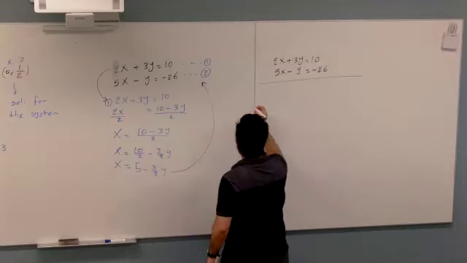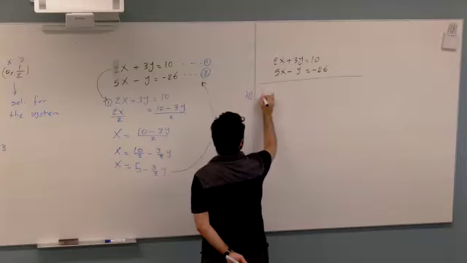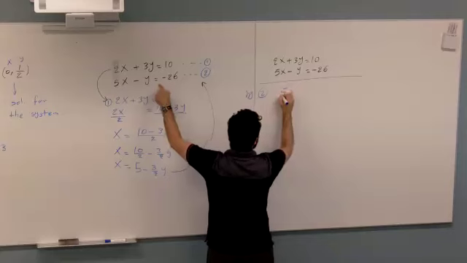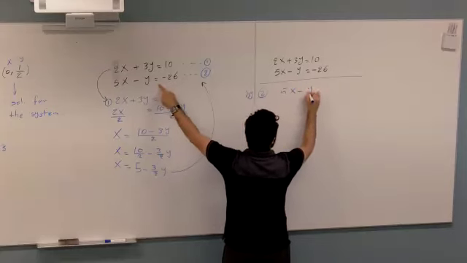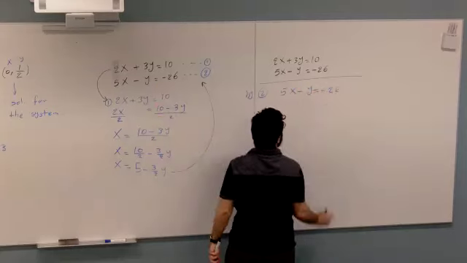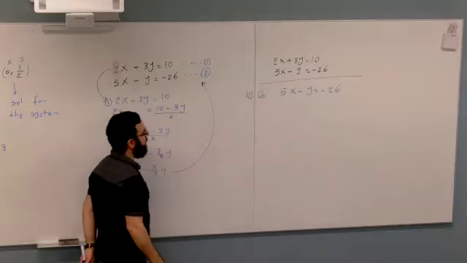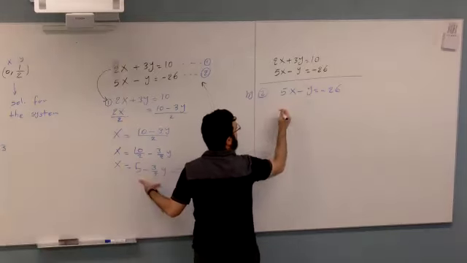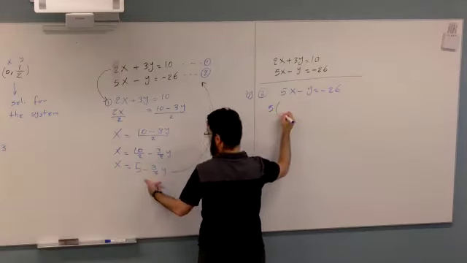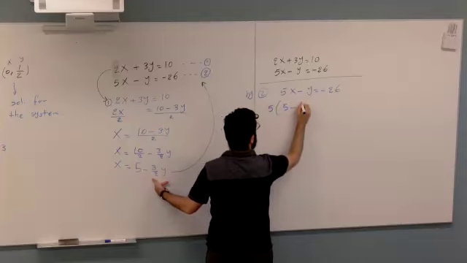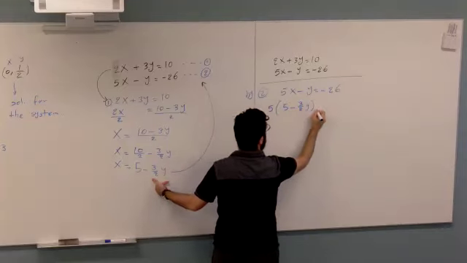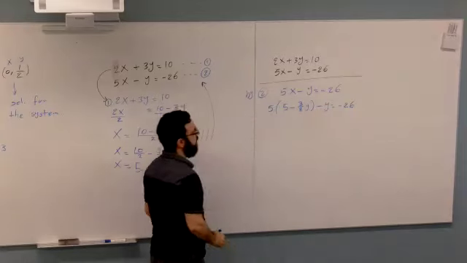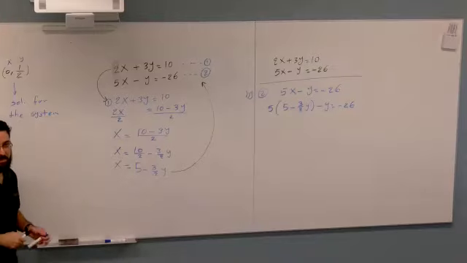So now, this is equation 2, which is 5x minus y equals negative 26. How much is the value of x? 5 minus 3 over 2y. I'm going to plug in here. So it's going to be 5 times what? 5 minus 3 over 2y, minus y equals what? Negative 26. Is that okay so far?